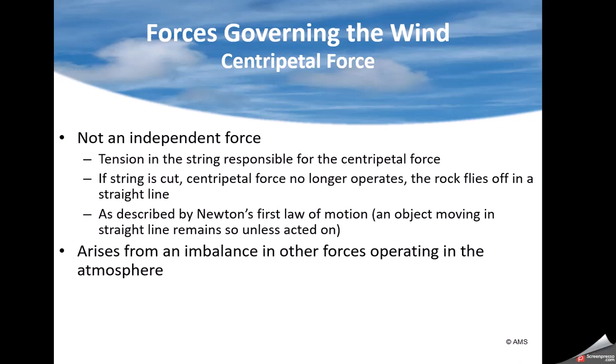In other words, it causes an object not to move in a straight line, so it's an unbalancing force. That force is constantly changing as you go around the curve. Maybe you have to move your steering wheel just a little bit to make it around the curve. That's because the centripetal force is changing.